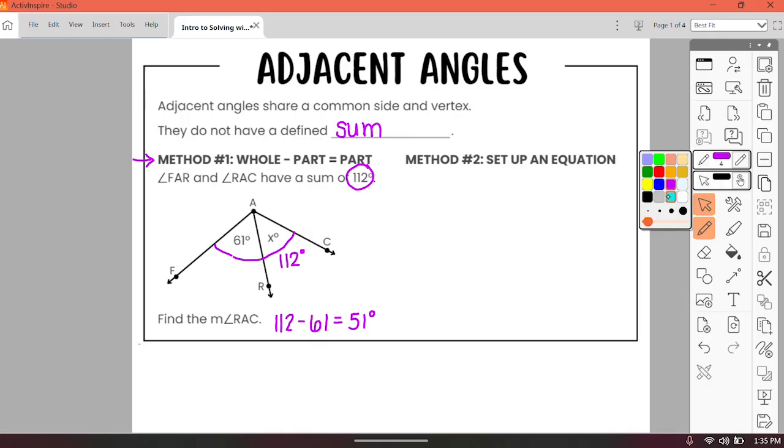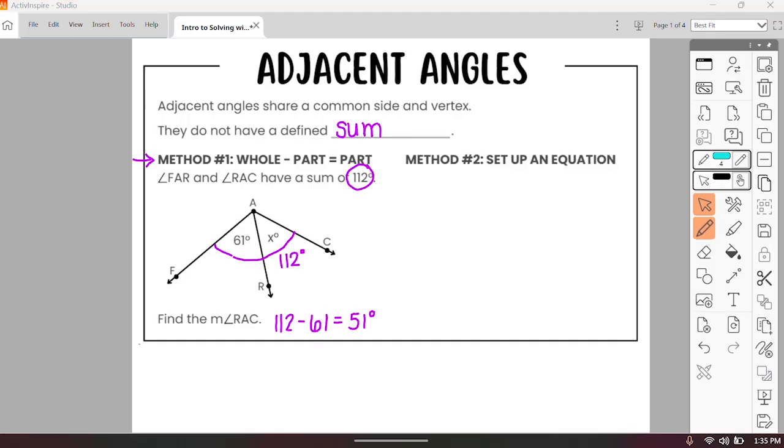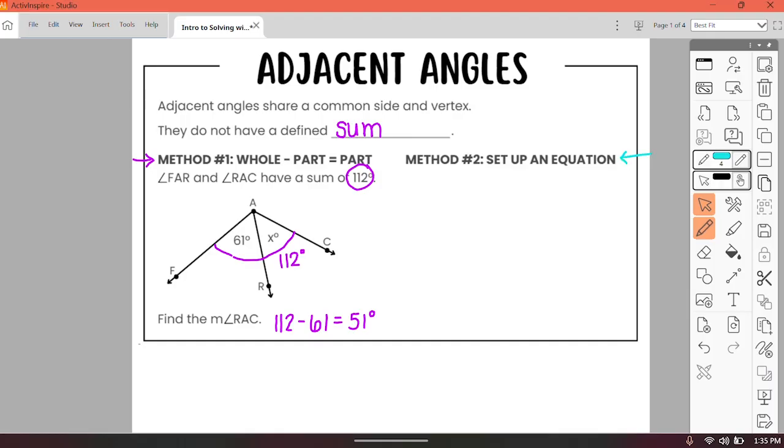Now, there is another way that takes a little more setup, but it will be more helpful to you when you get to the more complex problems. So I'm going to use a different color, and over here for method number two, we're going to solve for that same angle, but using an equation. So the way that we do that is sort of the opposite. Instead of subtracting, we're going to add. We're going to add the two individual angles.